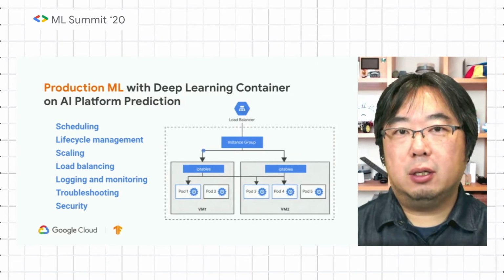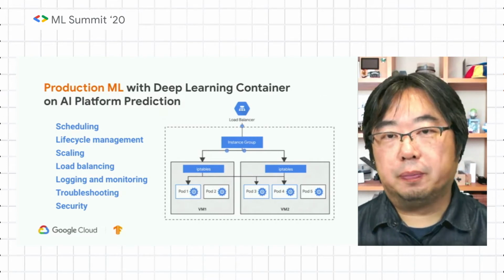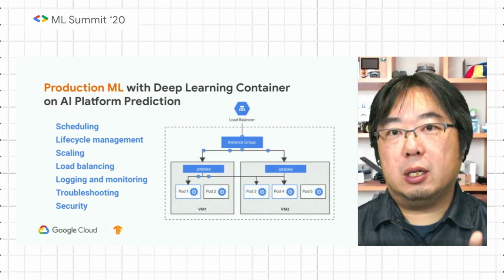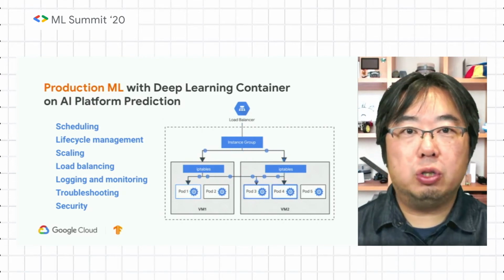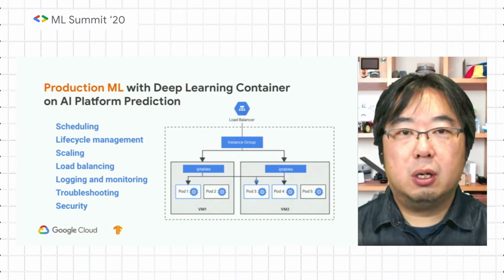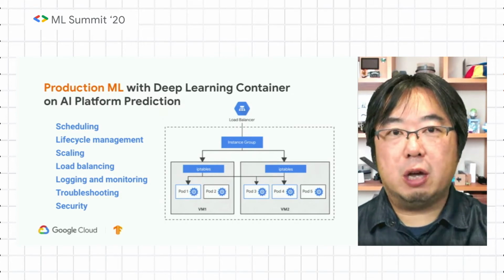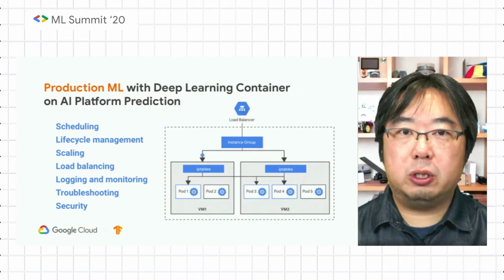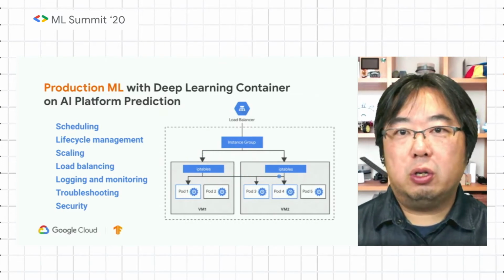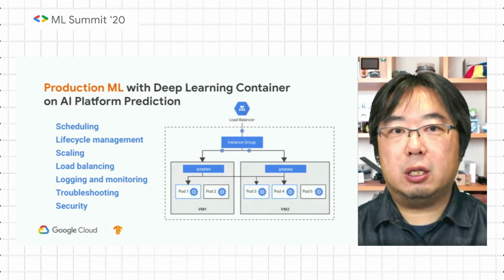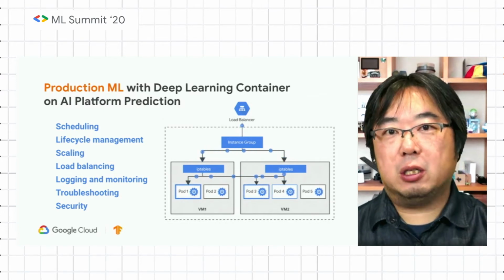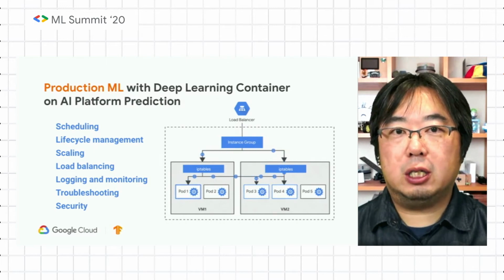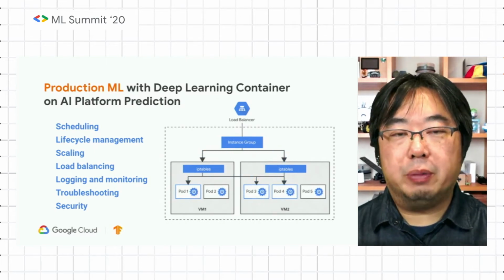So by using DLC, you can easily get all the benefits you could get with the container environment, such as GKE. Those benefits include scheduling, lifecycle management, scaling, load balancing, logging and monitoring, troubleshooting, and so on. As you can see in the animations, you have to think about how you can dispatch each incoming request to the appropriate pods of the container environment, or how many pods or instances you need to handle those incoming requests, and so on. But those features are already built into the container environment, such as GKE. So you don't have to build everything from scratch.